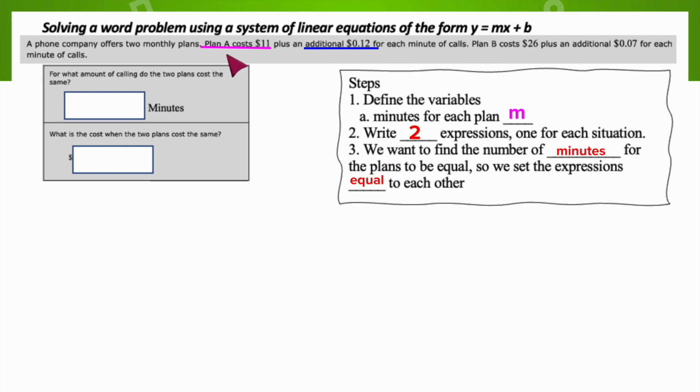So the first plan, Plan A, costs $11 and 12 cents per minute. So we have $11 no matter what, and then for every minute that we talk, it's another 12 cents.